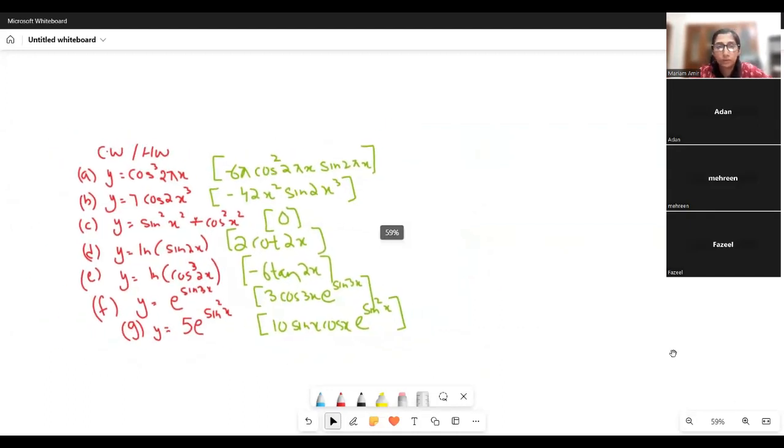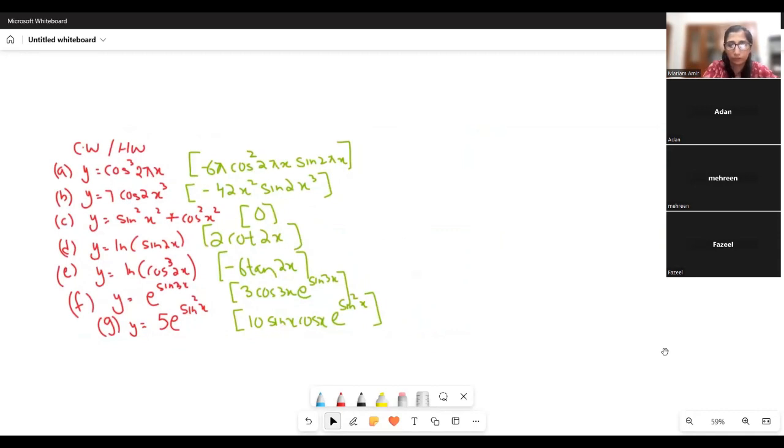Doing homework corrections from the homework I gave yesterday. So, I've been asked to go over part E and part G.